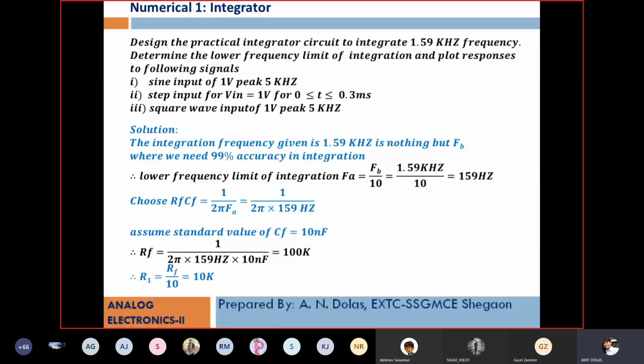Okay, the numerical on the integrator. Design the practical integrator circuit to integrate the frequency 1.59 kilohertz.